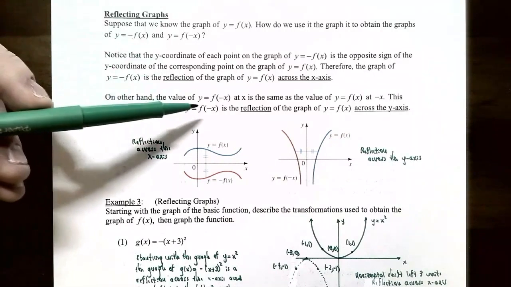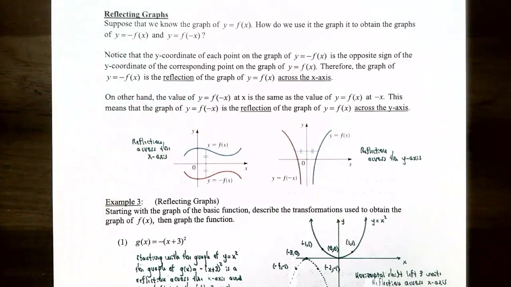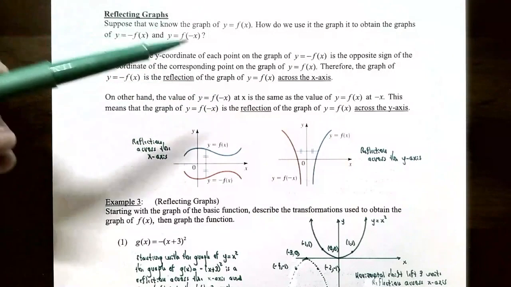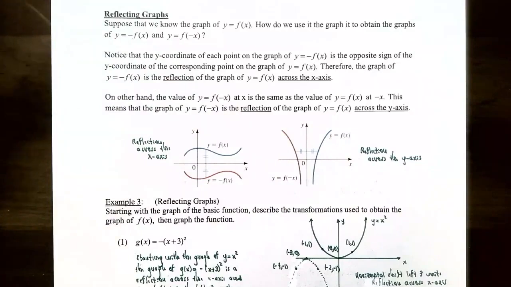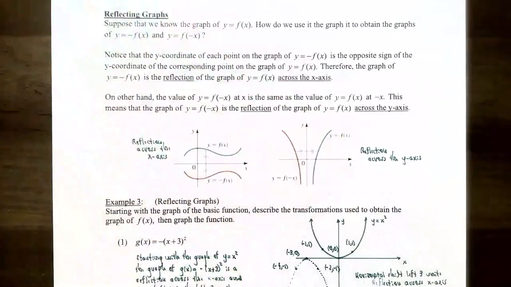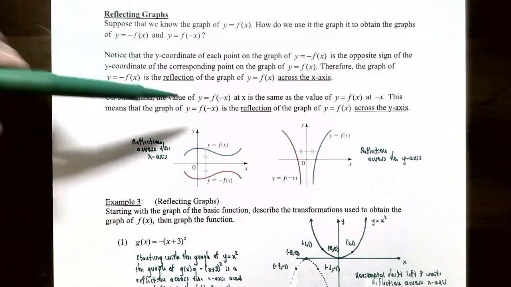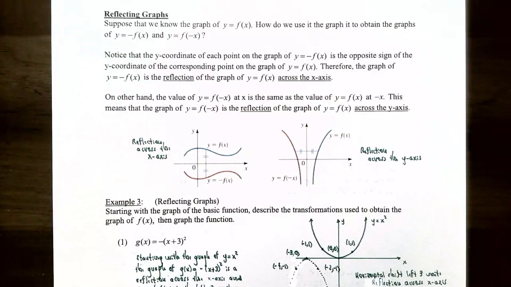On the other hand, if you want to graph y equals f of negative x, where the x is being replaced with the negative x inside the parentheses, the y value at x is the same as the y value at negative x, or y equals f of x. This means that the graph of y equals f of negative x is going to be a reflection of the graph of y equals f of x across the y-axis. So the y values stay the same when you change x to negative x.